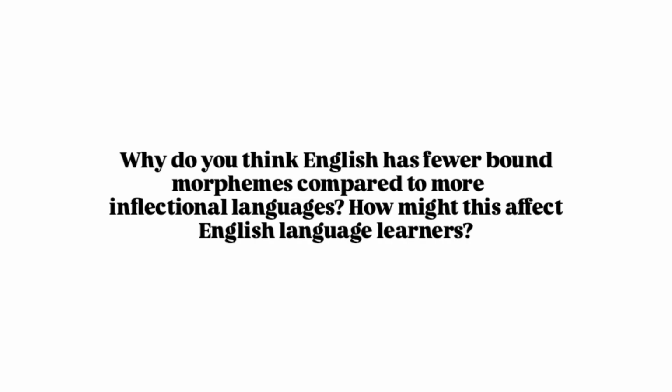And next, the sixth question is English has fewer bound morphemes because it's more analytic and relies on word order and auxiliaries. That's Black, 2003. And then learners might find morphology simpler but struggle with irregular forms. That's from King et al.